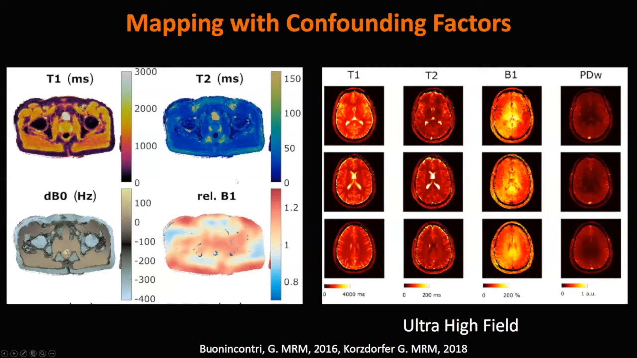So for example, if the MRF scan is implemented across different vendors or different sites, by considering those field variations, we might be able to get more robust or reproducible quantitative mapping.